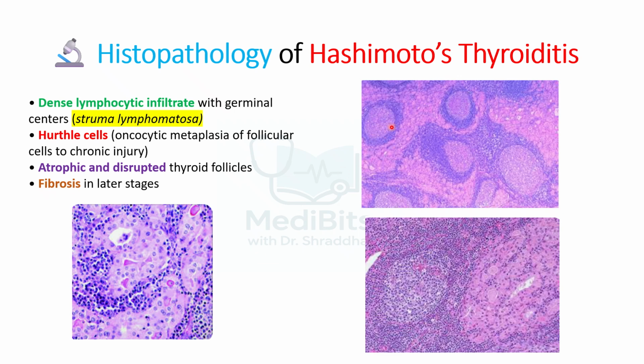So students, you can see the germinal centers over here. These are the collection of lymphocytes. Okay, and these pink colored structures are the thyroid follicles showing Hürthle cells. Hürthle cells are eosinophilic follicular cells which have undergone oncocytic metaplasia due to chronic injury. This is the close picture of Hürthle cells. You can see these pink colored structures. So these are follicular cells which have undergone oncocytic metaplasia.